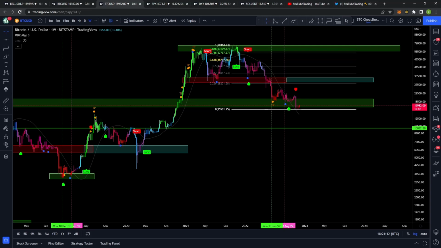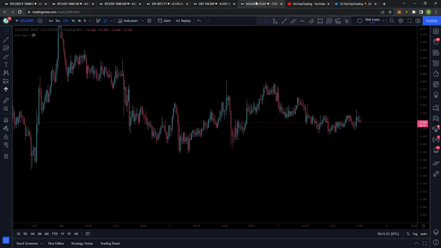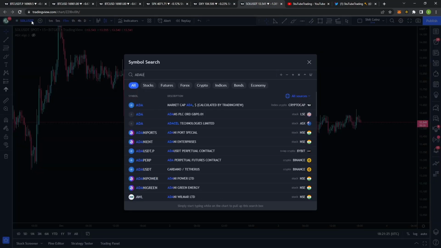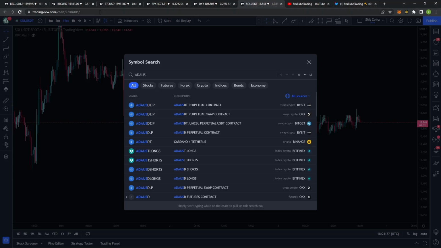I am looking at maybe ADA, Cardano and Litecoin to start to trade. I am not a big alt trader, so I don't know much about those charts. Yeah, I can take a look at some of those charts. I also haven't been looking at them too much, but we may as well take a look.